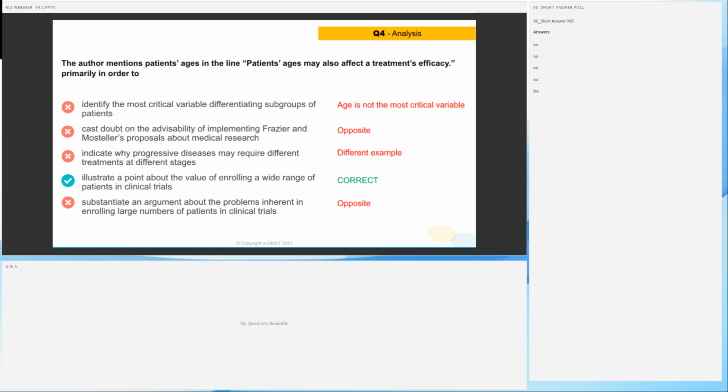Okay. And choice D is in line with our pre-thinking. It's an example which means illustrate a point about the value of enrolling a wide range of patients in clinical trials. So what's the benefit of it? Which is correct. 70% of you were able to do that. Okay, choice E is actually the opposite of what's written over there.